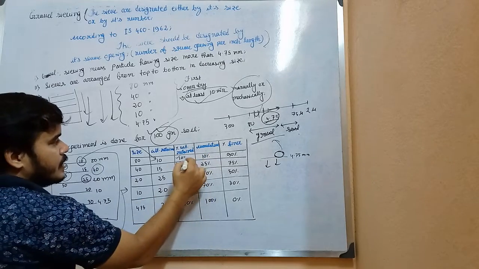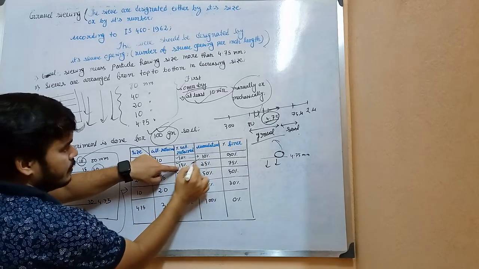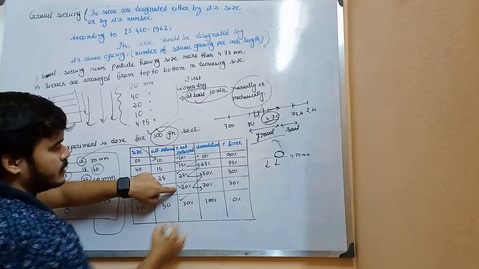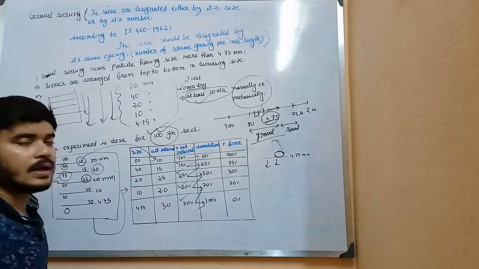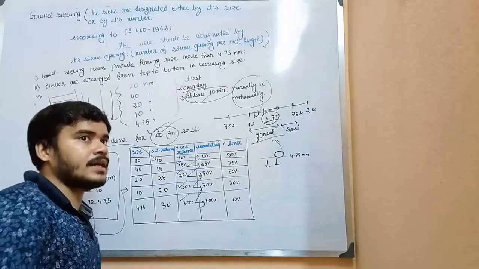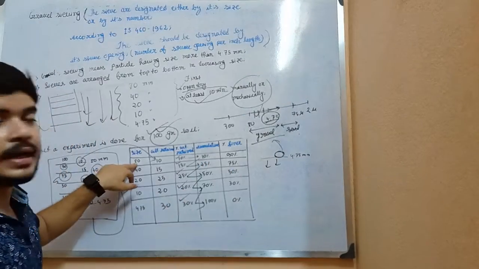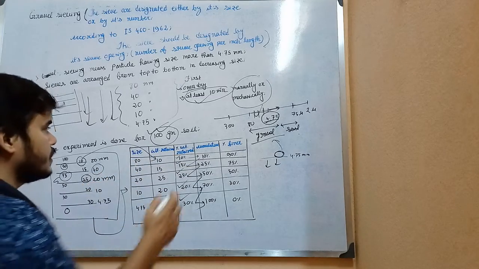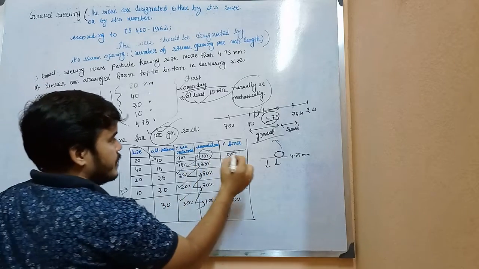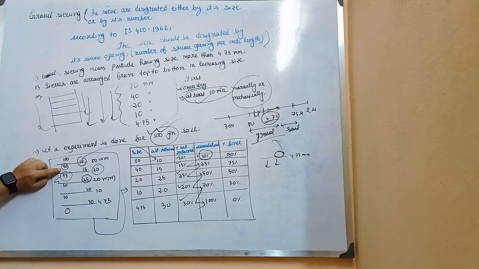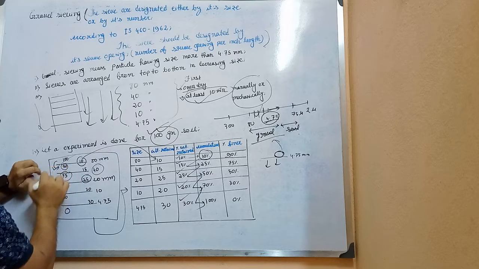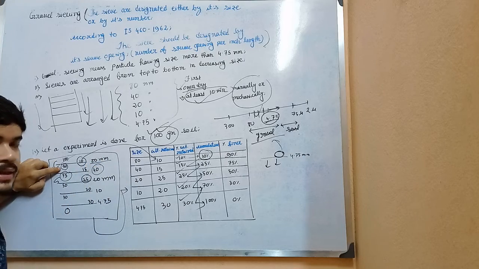And cumulative means first 10%, then 10 plus 15 is 25%, 25 plus 25 is 50%, 50 plus 20 is 70%, 70 plus 30 is 100%. And now percent finer, that means the percentage of particles that will pass through the 80 millimeter sieve. The percentage of particles retained is 10%, then 100 minus 10 is 90%. Look here, 90% particles are finer, that means 90% of particles passed through the 80 millimeter sieve.